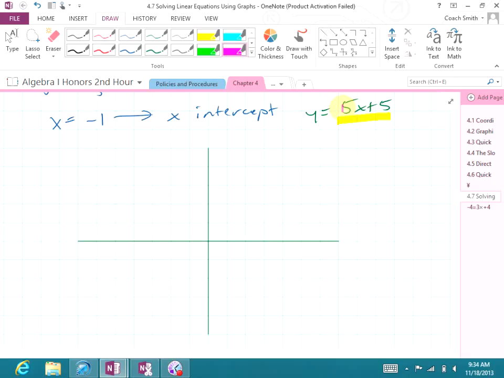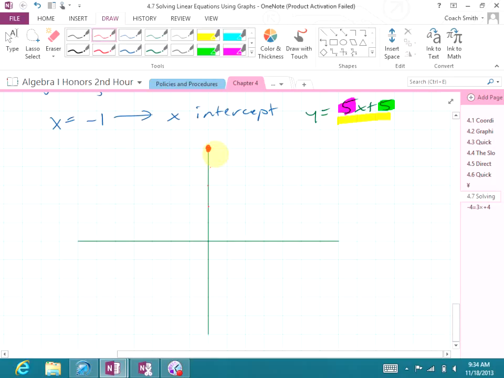Okay, so my slope is the 5, and my y-intercept is that 5. Okay, so when I graph that, you get this. 1, 2, 3, 4, 5. So there's my y-intercept right there.